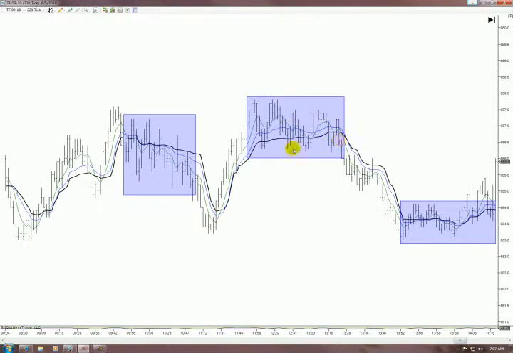So your areas of opportunity to go long are going to be here, here, between here and here, and in here. That's definitely going to be better than going long up here, here, here, or here. So that's a good example.